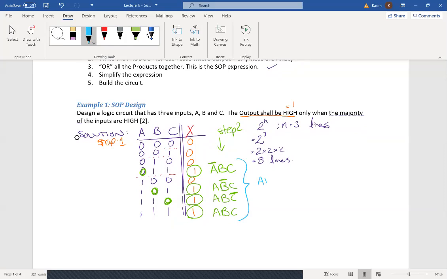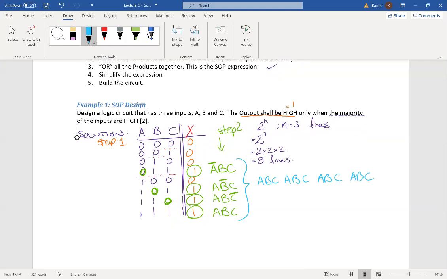together. So here's my products. There's my products. And I want to OR them all together. So that looks like this plus sign, right? Step 3. And sum of products design method is not a difficult method. And there you go. That's the answer.